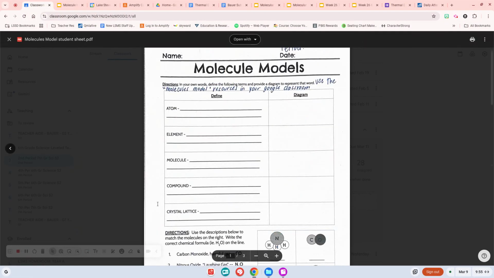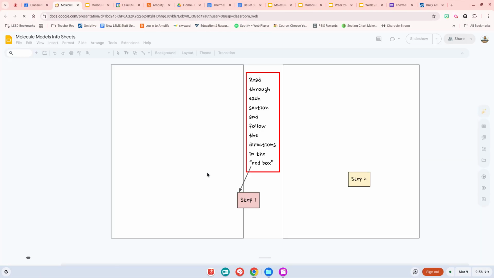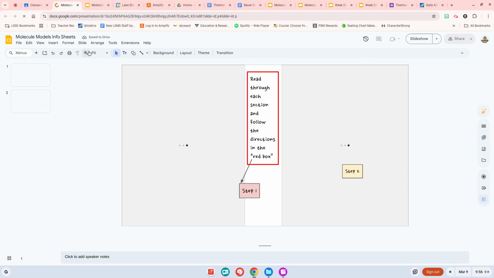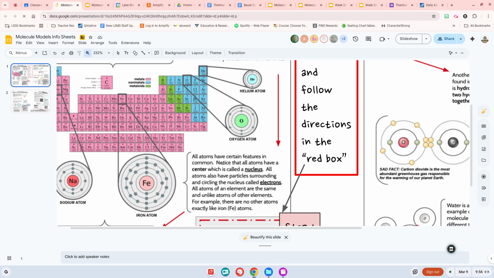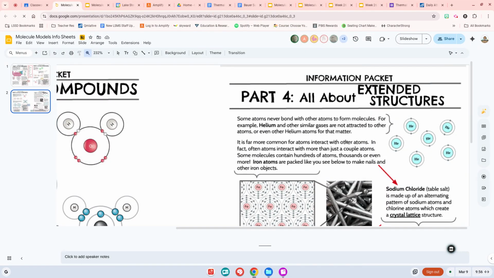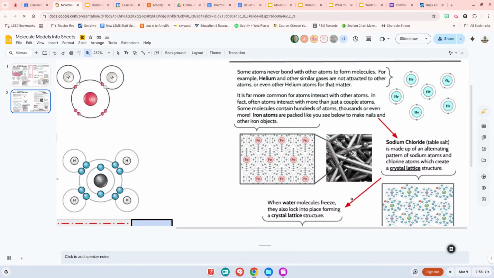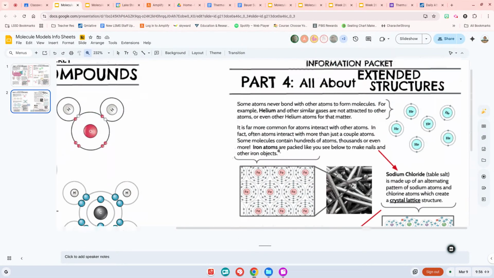Now, you might say, what the heck is a crystal lattice? Where can I get a refresher on what a compound is? You may use your notes. You may also use the molecule models info sheet. Open that up. Remember, you can zoom in using your zoom feature here, and look for your answers here. There are some great resources here. It's going to guide you through different steps that you need to do. Take a look at how some bonding happens. And for information about that extended structure or crystal lattice, hints, things that form crystals, take a look at this very last page or second page here.